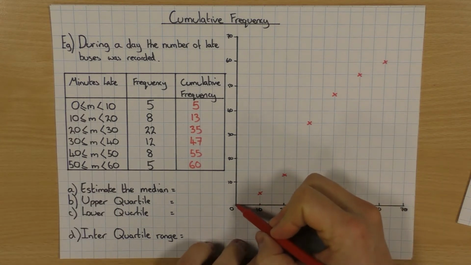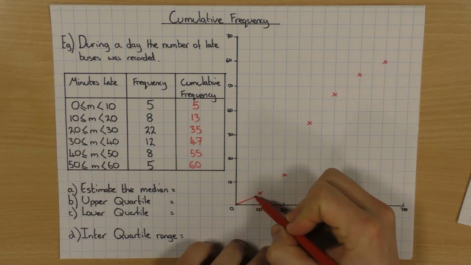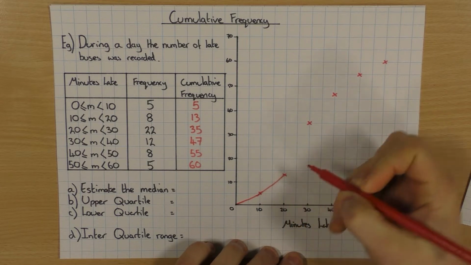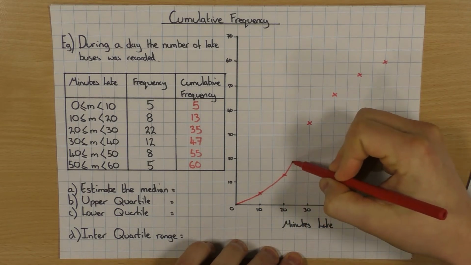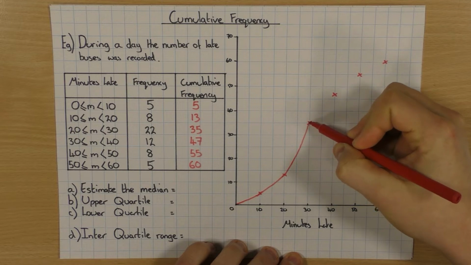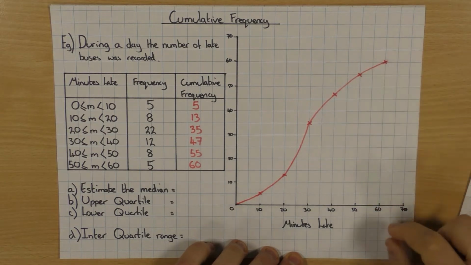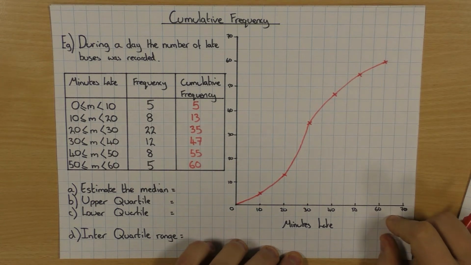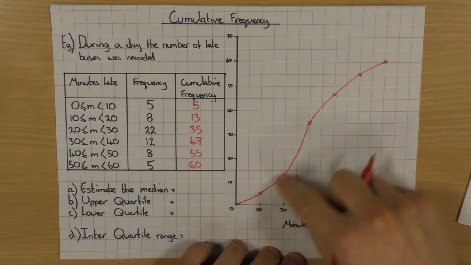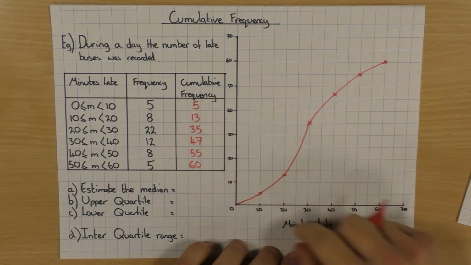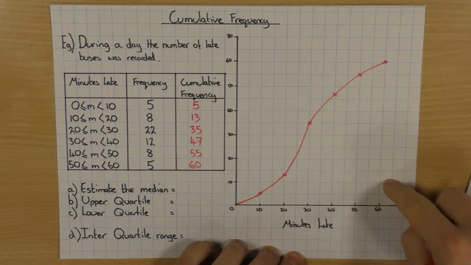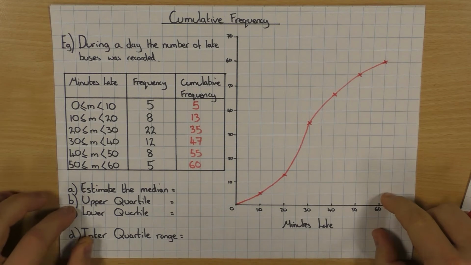So I'm going to do my best here and draw a nice smooth curve. Make sure you go through all the points, because otherwise you will lose marks. And as I say, use pencil just in case you make a mistake. Okay, so there's my cumulative frequency curve. It should always be increasing, because as I said, it's a running total. So if you suddenly come back down, you know you've made a mistake.